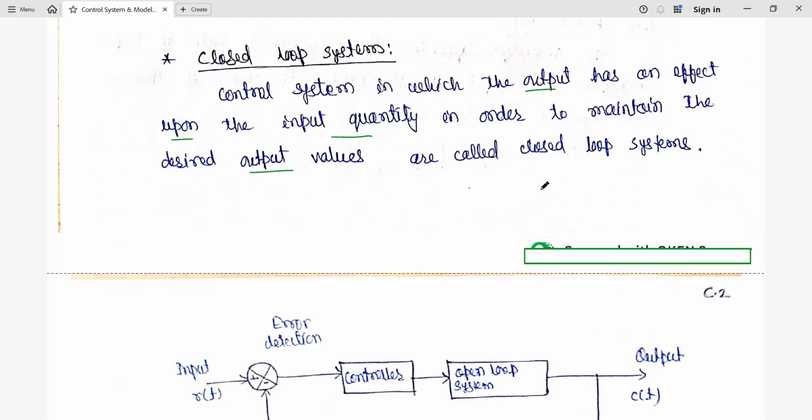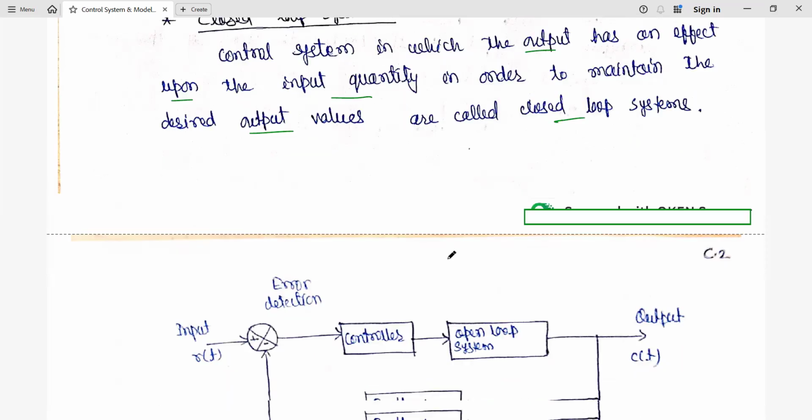Suppose, for example, you have studied the gain or the amplifier. We have to obtain only the desired gain. If the output becomes more, the system will become unstable. So on the basis of output information, we can control the input so that the output will remain in a particular range. That is called the closed loop system.